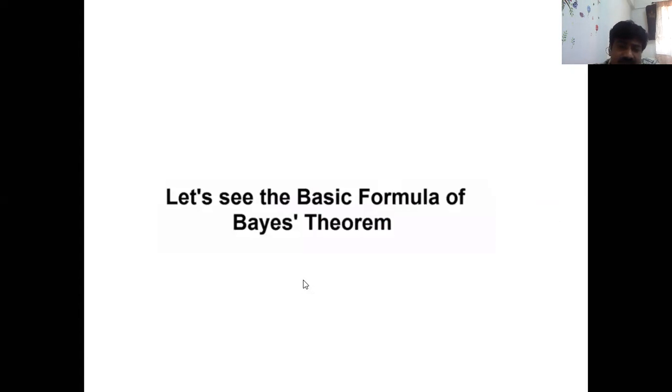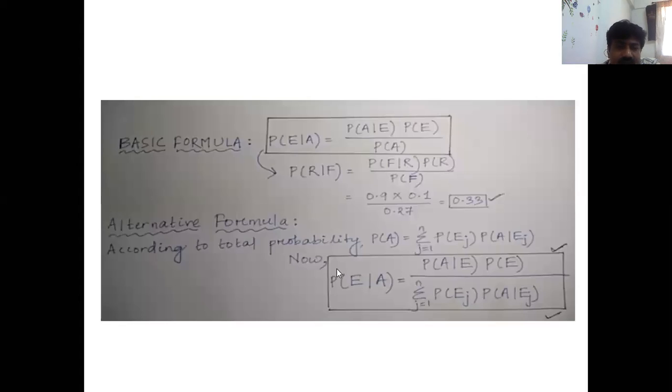Next, let's see the basic formula of Bayes theorem. The basic formula is probability of E by A is equal to probability of A by E into probability of E divided by probability of A. In our case, probability of R by F, where R is rain and F is the weather forecaster predicting a rainy day, is equal to probability of F by R into probability of R divided by probability of F. Just swap it: A by E into probability of E divided by probability of A.